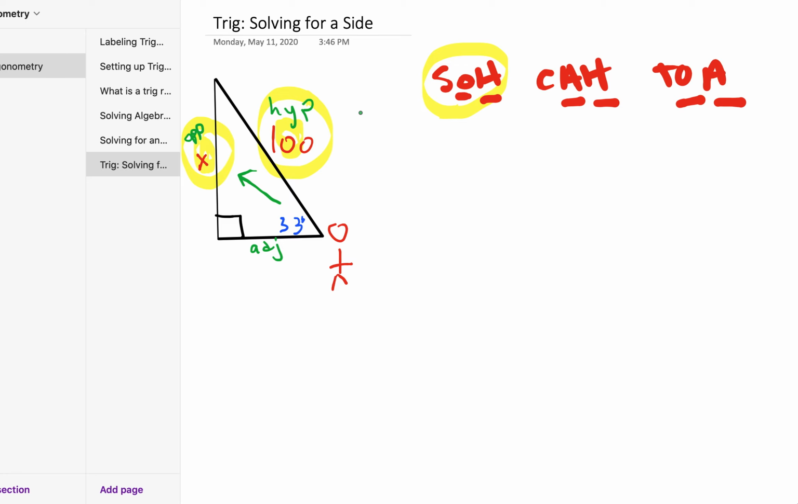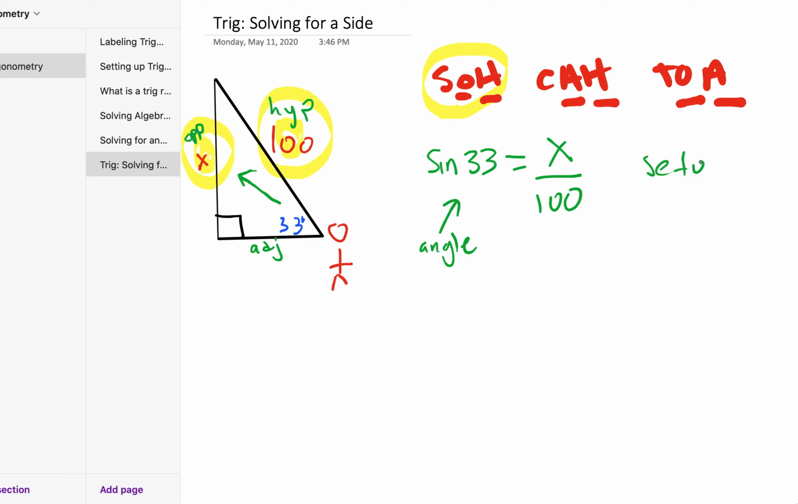We then can begin solving. So we know we're going to use sine. We will say sine of the angle. The angle will always go there next to the word, because we're always getting the reference from that angle. We're standing there. Will equal the opposite side, which is x divided by 100.